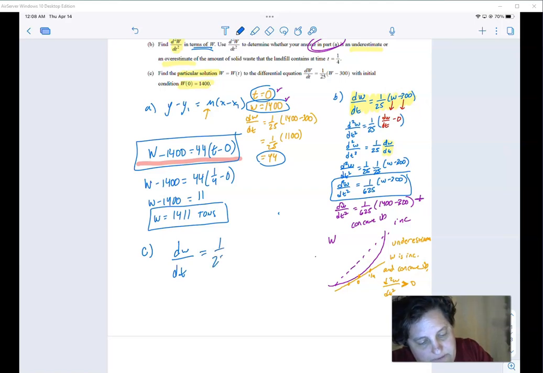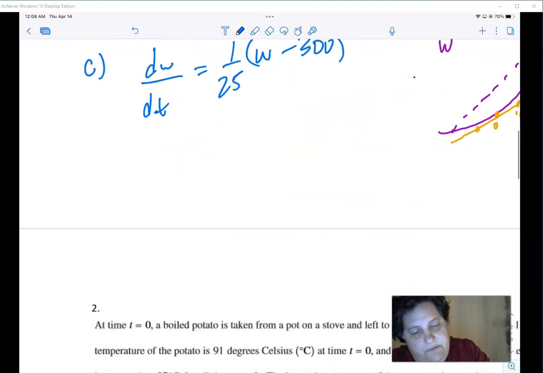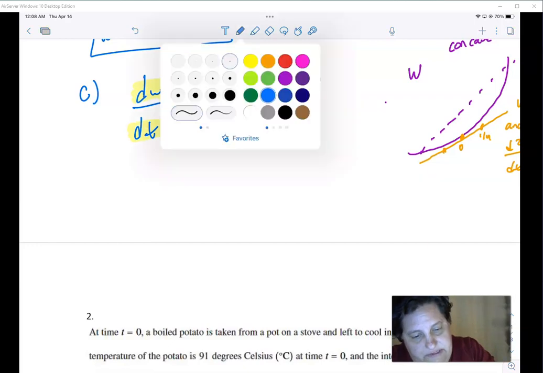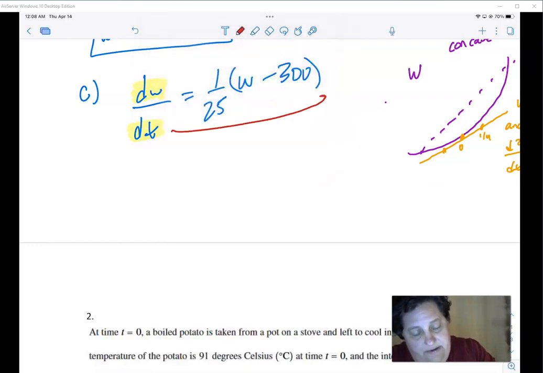Okay, so this is 1 over 25 times the quantity W minus 300. Do you guys remember we were working on this a little bit yesterday? What we need to do is separate the variables. Anything with dt, I need to bring over here. So dt is going to go to this side. Anything with w, I need to bring over here. Okay? All right, now here's the thing.